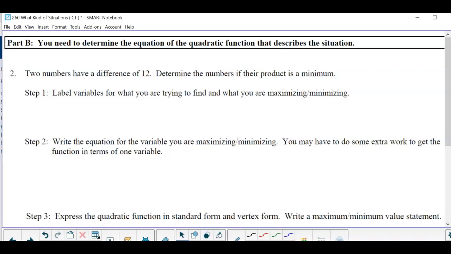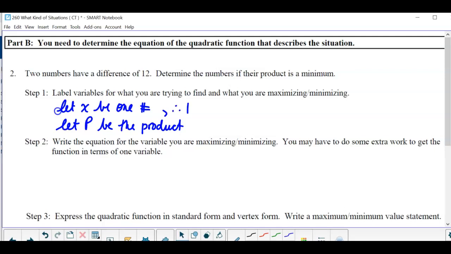Okay, so here, label the variables, and we want to get the product. So let's let X be one number, let P be the product. Here, if X is one number, therefore the other number, you can do X and Y, but then you'd have a third variable, right? So the other number, if they have a difference of 12, so let's say we have X minus some number equals 12. So that other number is X minus 12, okay? Or it could be X plus 12, actually, either way.